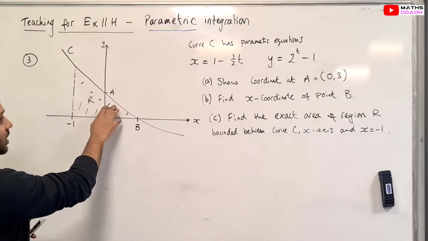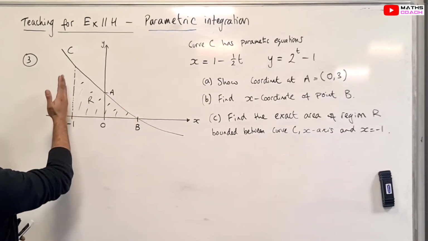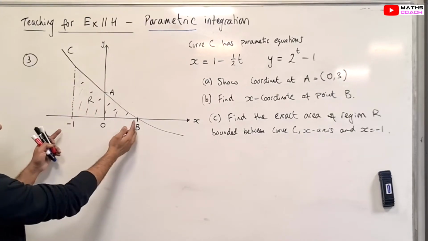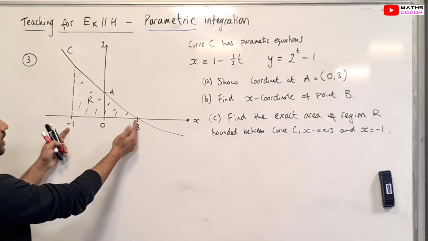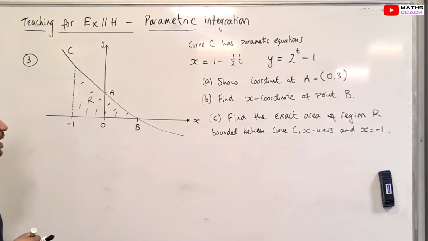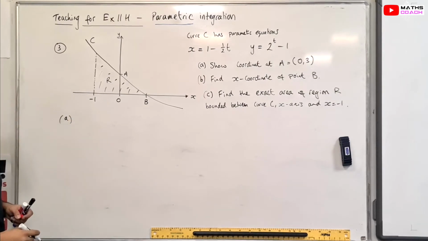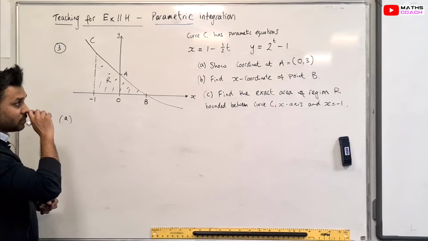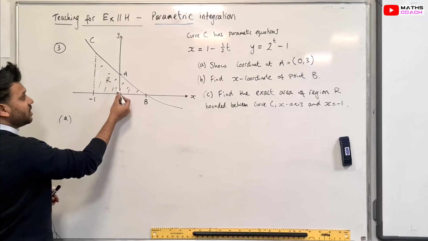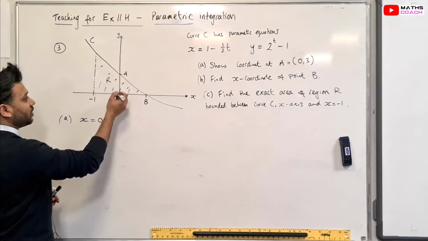So region R is the area bounded between the curve, the x-axis, and the line x equals minus 1. And then we see it's between minus 1 and wherever the x-coordinate of B is, which we work out in part B. Alright, so let's start with part A. Show that the coordinate of A is 0, 3. Well, if you look at A, we know that the x-coordinate needs to be 0 because it's on the y-axis.